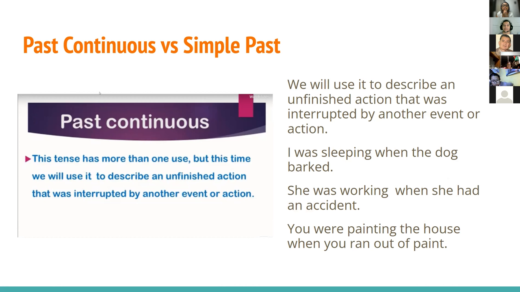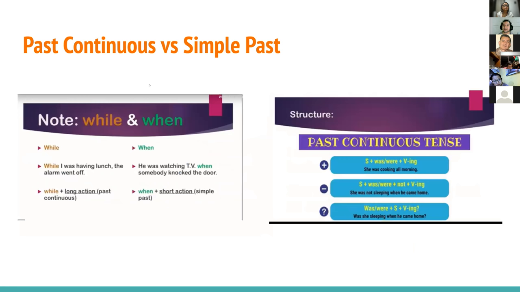Yes, because it's the present continuous. Like, for example, I am playing video games. I was playing video games, right? It's the same, but it's in the past. Yes. Very good question. The past continuous is always with ing. Verb to be plus the ing. Actually, we have here the structure, right? Subject plus was or were plus the verb in ing.